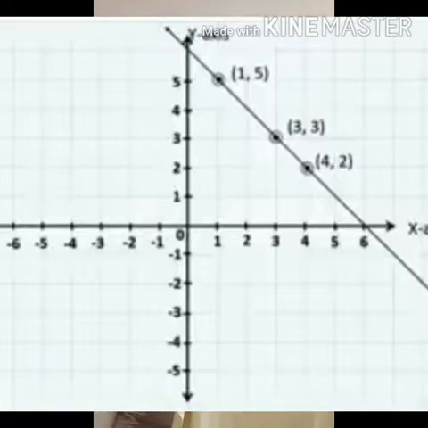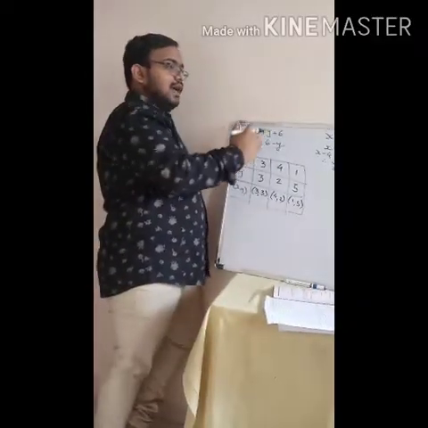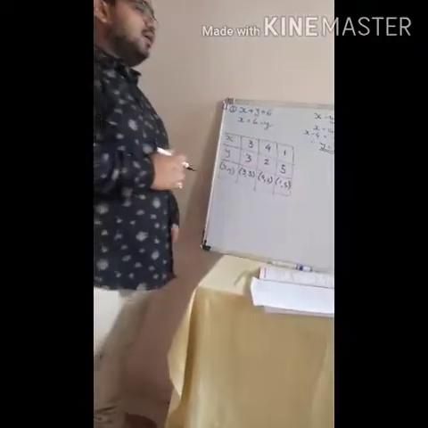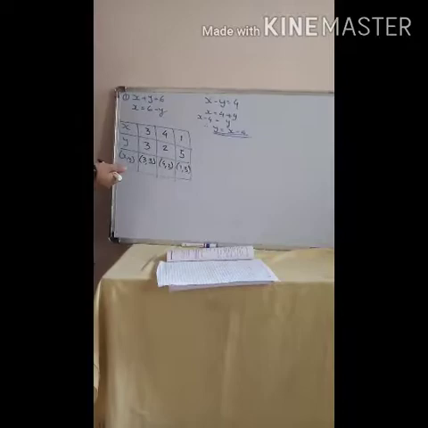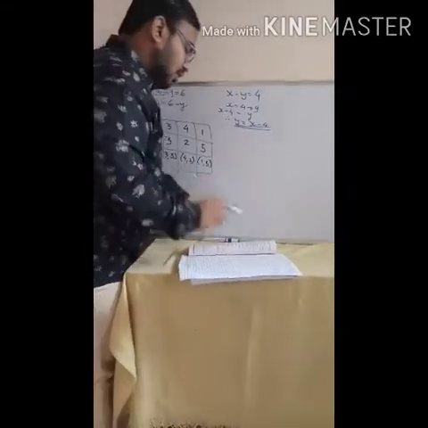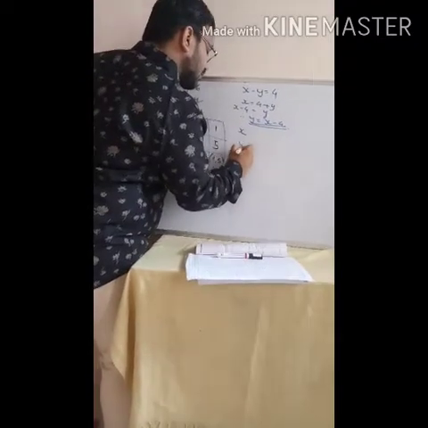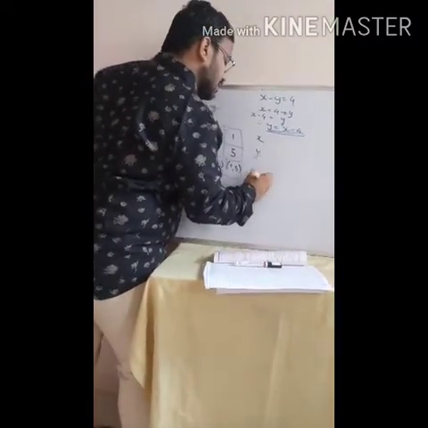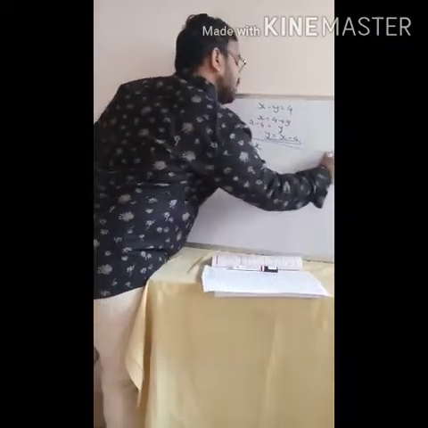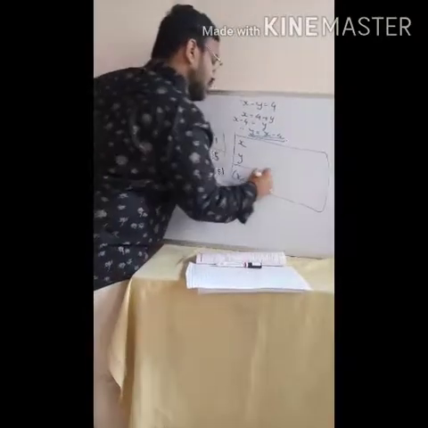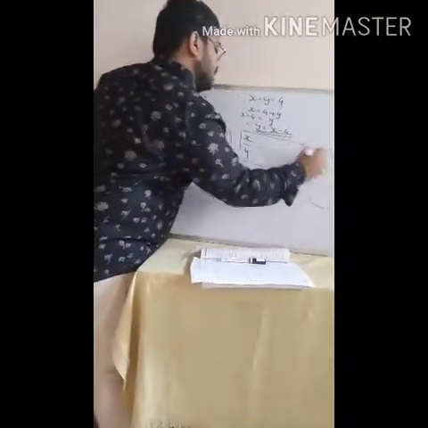So this we have plotted and we have just drawn a line passing through it. Have you seen the graph? Okay. Now come to the next, x minus y equals 4. Here first we will take the ordered pairs, x, y, x, y.